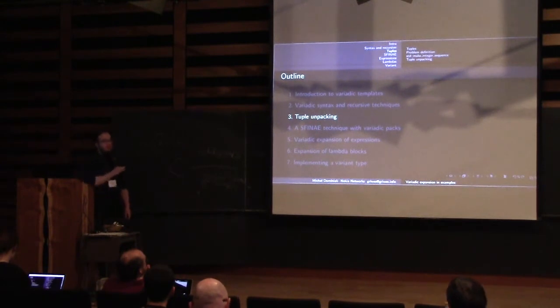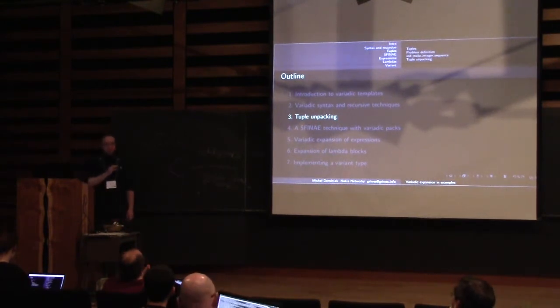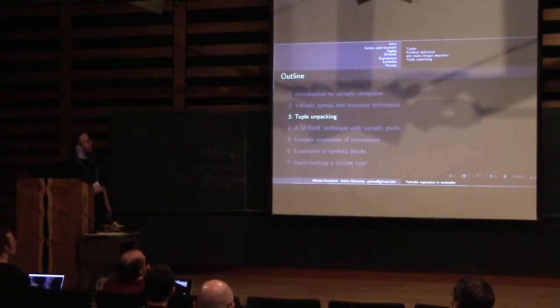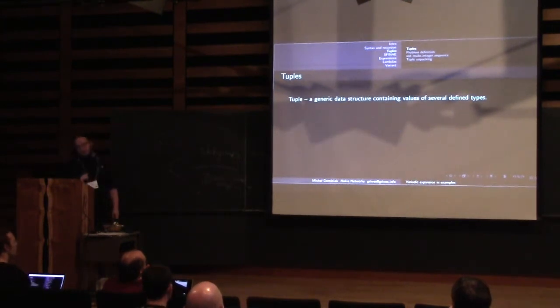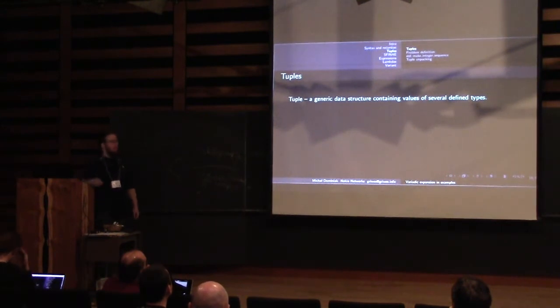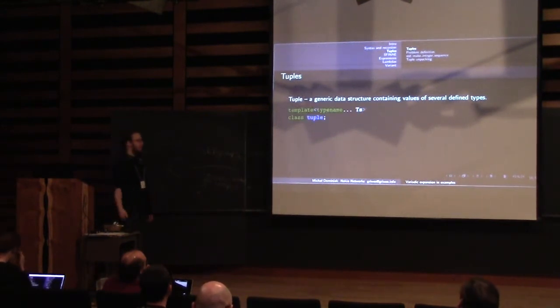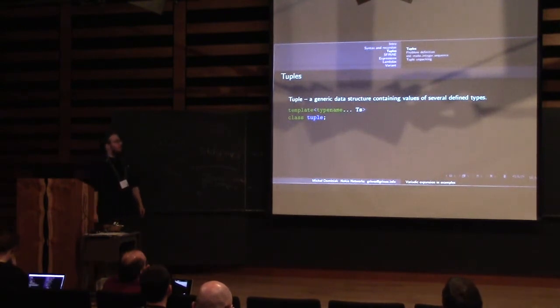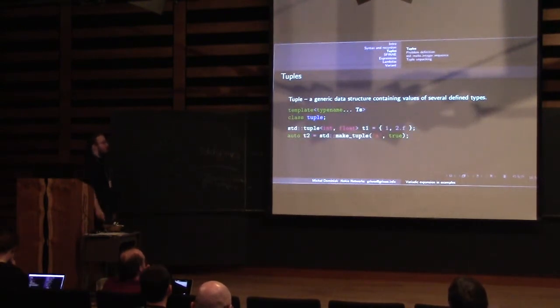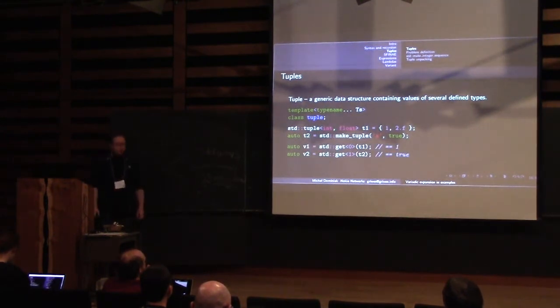But this part of the presentation used to take whole talks before 14. Okay, so a tuple is a generic data structure for holding a sequence of types. So like a structure only without named fields. So tuple takes any number of arguments, and we can instantiate it. We can use the helper function that will deduce the types for us, and we can use the standard get to retrieve a single element from the tuple.